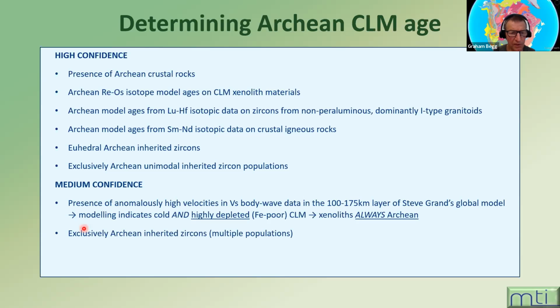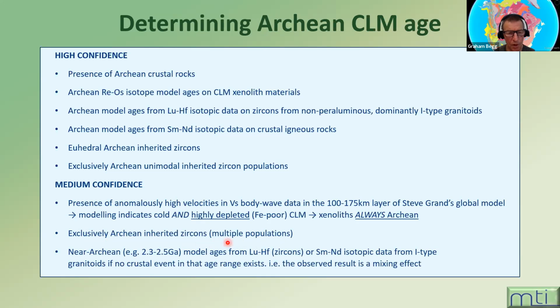We would also use exclusively Archean inherited zircons where there's multiple populations as a reasonable indicator of probable Archean basement. And if you've got isotopic model ages from these isotopic systems, from I-type granitoids, in regions where there is actually no crustal event of that age, there are only younger events, then you know that it's a case of mixing younger magmas with an Archean basement, which will give you that younger model age.